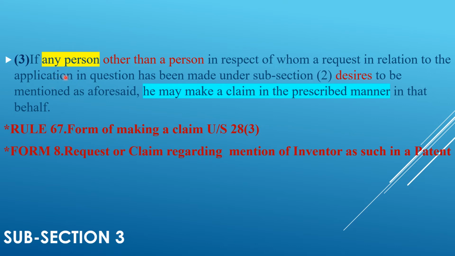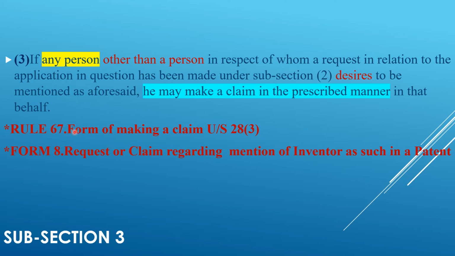Subsection 3 says, if any person other than a person in respect of whom a request in relation to the application in question has been made under subsection 2 desires to be mentioned as aforesaid, he may make a claim in the prescribed manner in that behalf. Just we can say this is a continuation of subsection 2. So just read it again. If any person other than a person in respect of whom a request in relation to the application in question has been made as per subsection 2, that means a person other than that person of subsection 2 desires to be mentioned as aforesaid, likewise, then he may make a claim in the prescribed manner in that behalf.